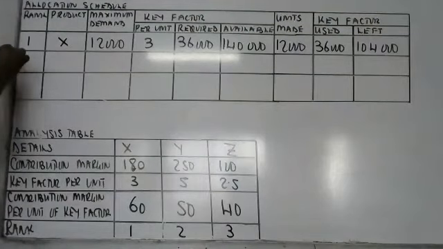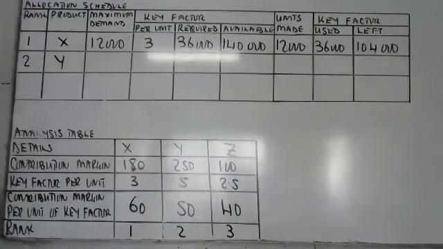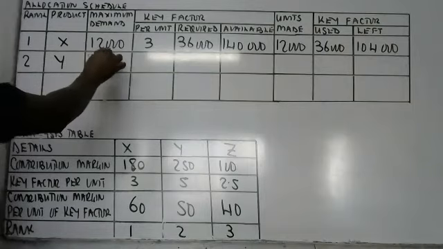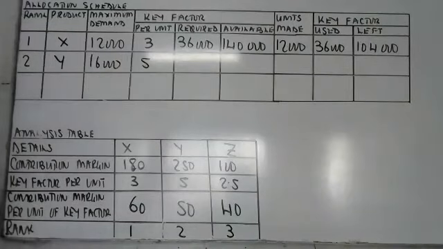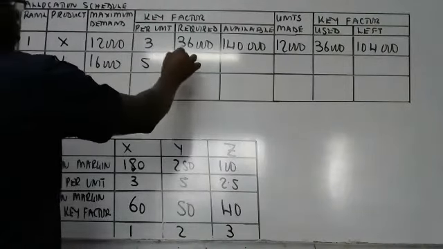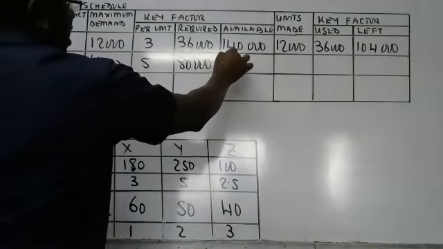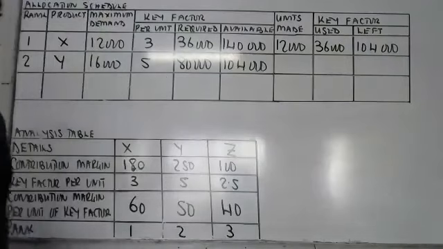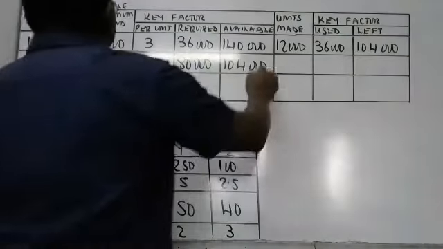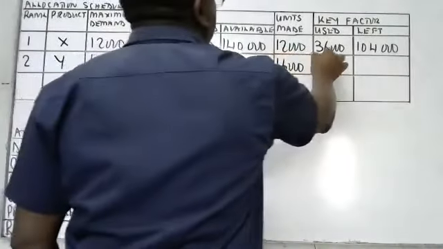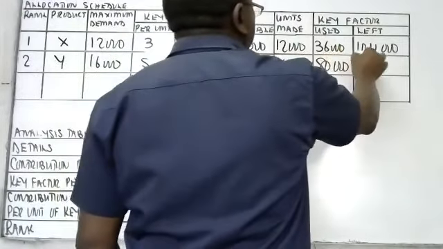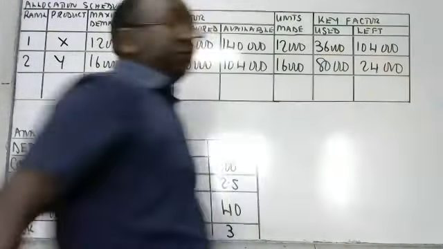Haya, twende kwa product number 2. Product number 2 is Y. And the maximum demand for Y is 16,000, and Y requires 5. So that means total required is 80. And with us, we have 104. So sasa hiyo 104 is enough to make the 16,000, so that we will have used the 80,000 and we are left to deal with 24,000.